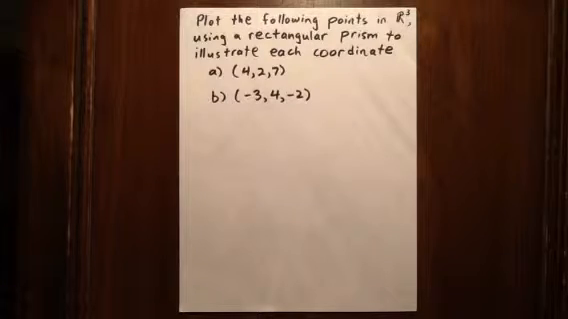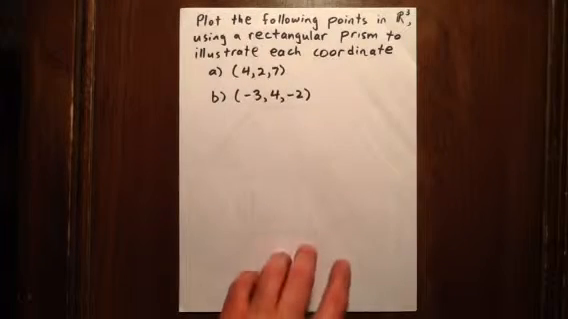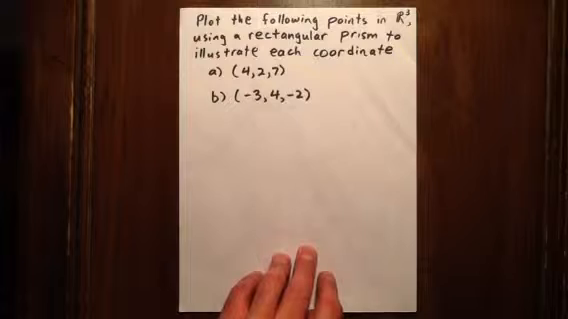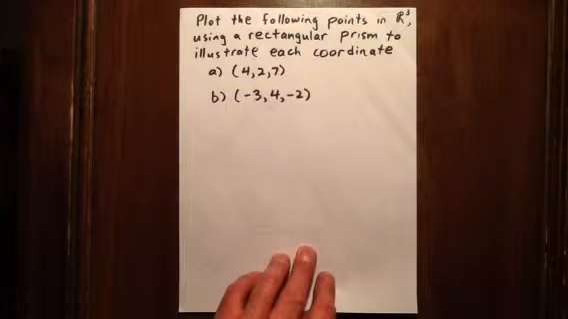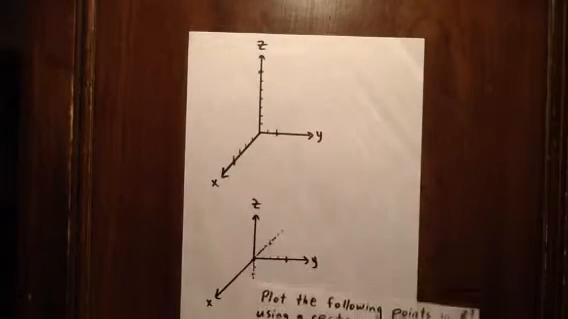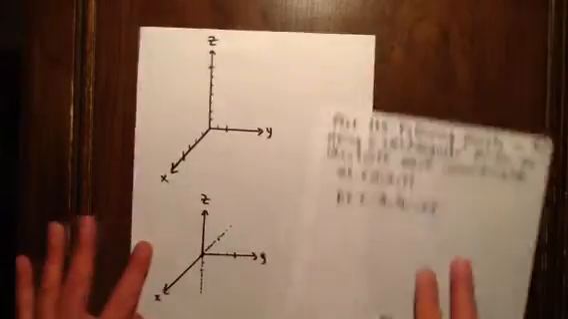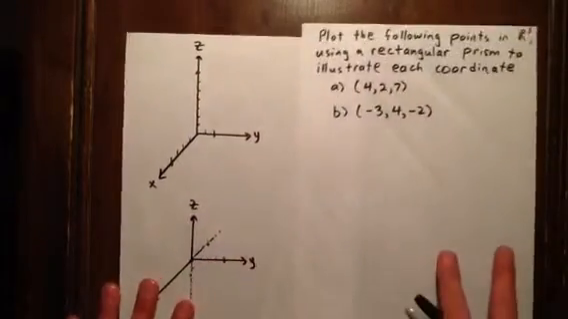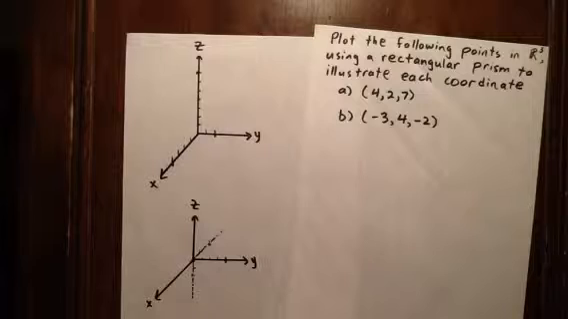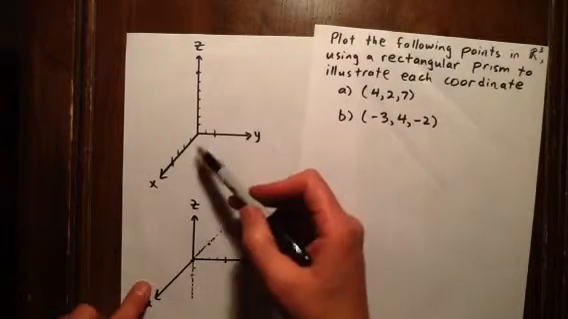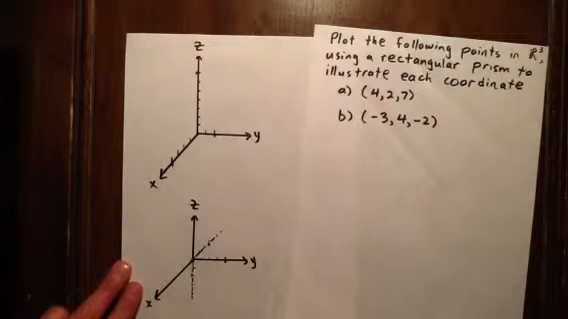For this question, we want to plot the following points in R3, specifically 4, 2, 7 and negative 3, 4, negative 2. Well, first we'll plot the point 4, 2, 7 using a rectangular prism.